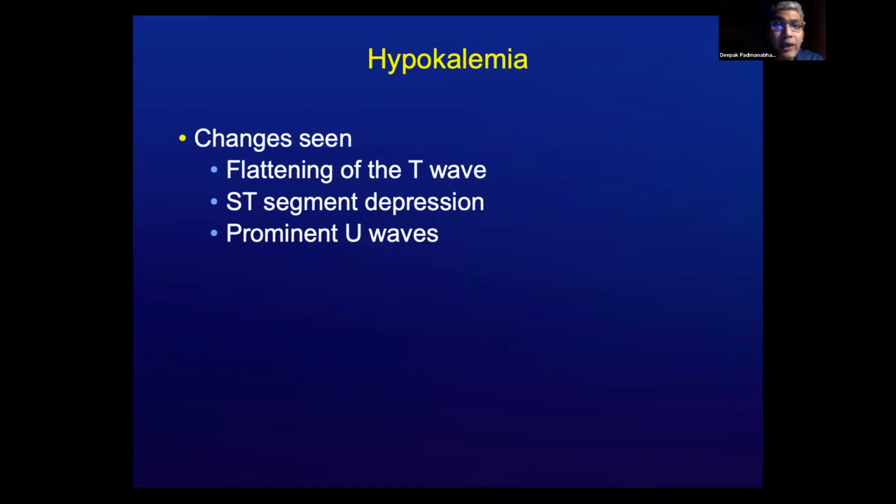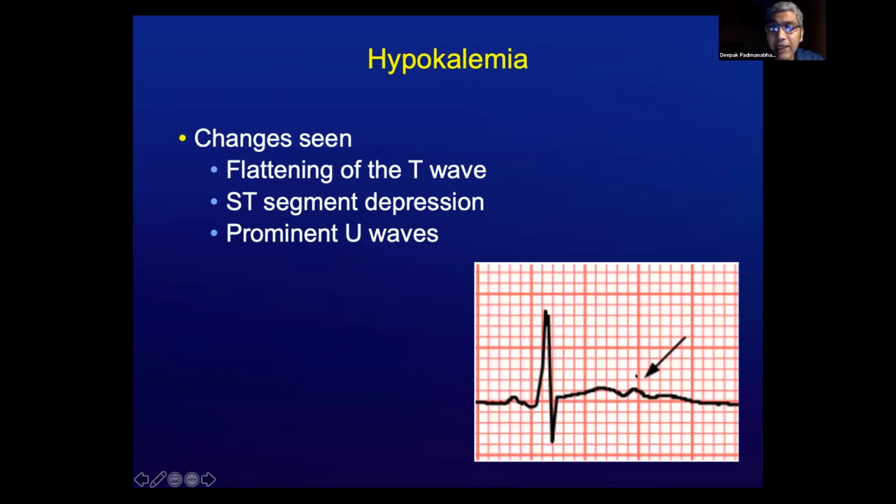Compare that to hypokalemia, where the tent pole for the T wave is lost. So there is a flattening of the T wave. There is an ST segment depression and prominent U waves are present. It almost causes a false QT interval prolongation because the T wave is so flat that we mistake the U wave for the T wave, and it's actually a QU interval rather than a QT interval.